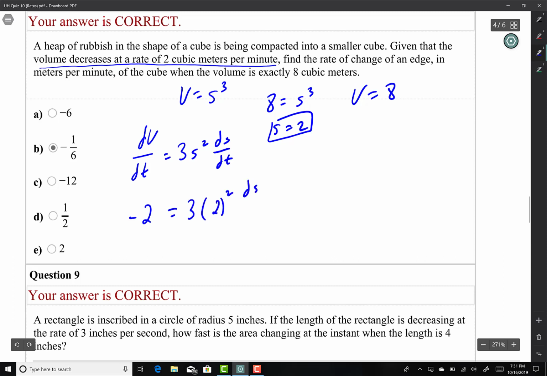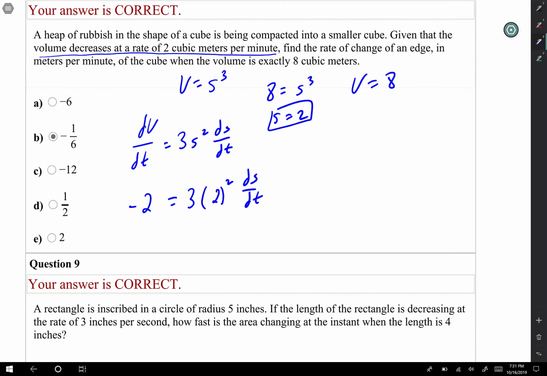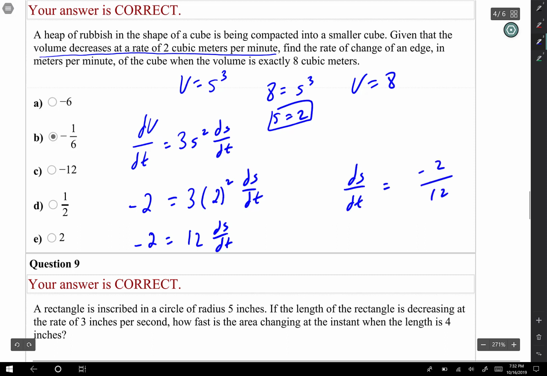And then they want to know what ds/dt is. So we're going to solve for ds/dt, guys. So here we go. I'm going to write -2 equals, well, we already started, 3 times 4 is 12, ds/dt, divide. So ds/dt equals -2 over 12, which reduces to -1/6. And there it is. All right, here we go.